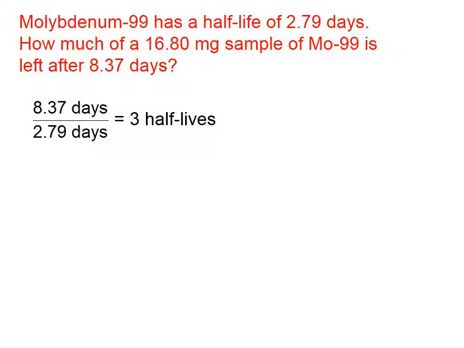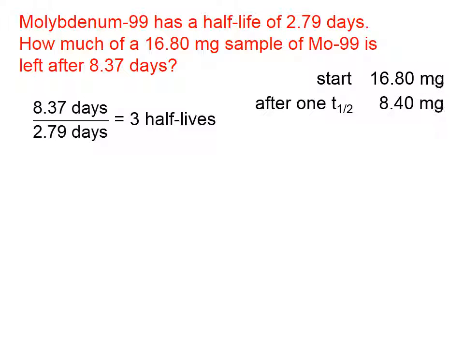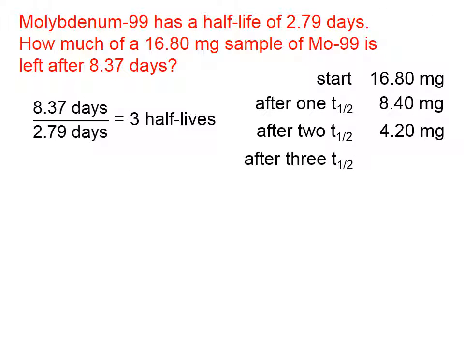Each half-life takes 2.79 days, and so that would be 3 half-lives for 8.37 days. So the question now becomes, how much of this sample is left after 3 half-lives? So we start with 16.80 milligrams of molybdenum-99. After 1 half-life, we have only half that much. After a second half-life, only half of that remains. And after a third half-life, only half of that remains.